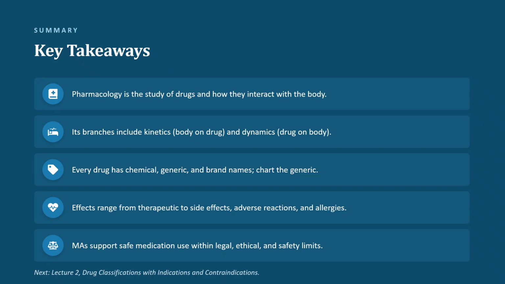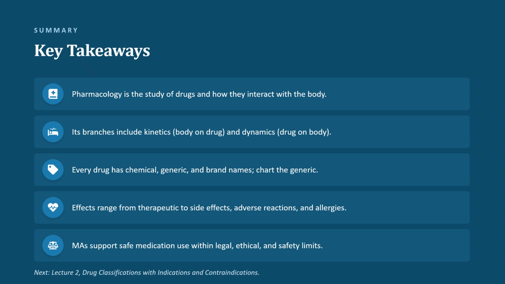In summary, pharmacology is the study of drugs and how they interact with living systems, and for you, it's the working language of patient care. Remember its branches, especially the paired terms, pharmacokinetics, which is what the body does to the drug, and pharmacodynamics, which is what the drug does to the body. Remember that every drug carries 3 names, chemical, generic, and brand, and that charting the generic name is the safest habit because it stays constant and prevents duplicate dosing. Remember the range of effects from the therapeutic effect we want to predictable side effects to more serious adverse reactions to allergic responses that involve the immune system and can be emergencies.